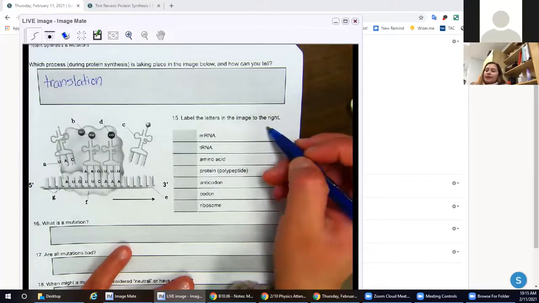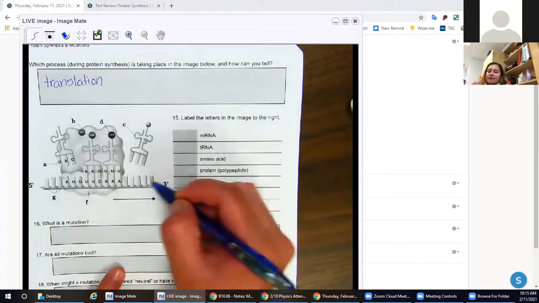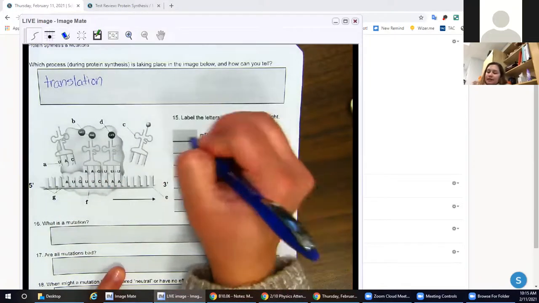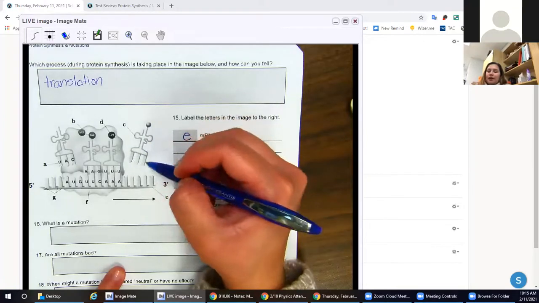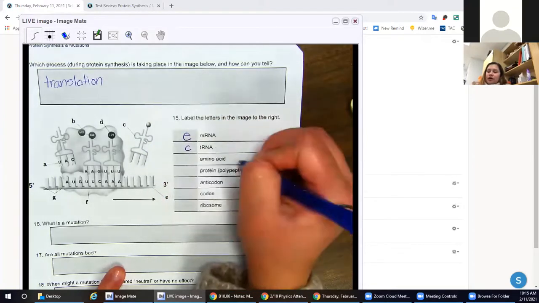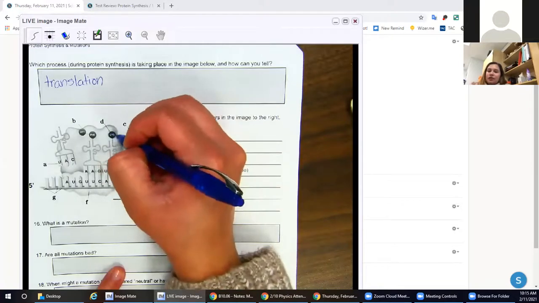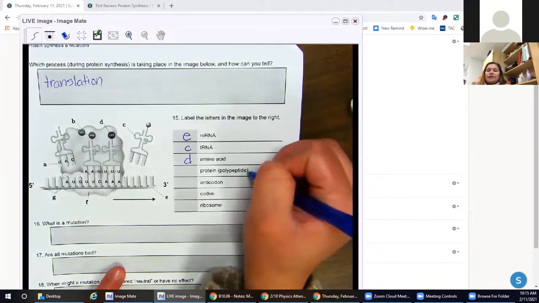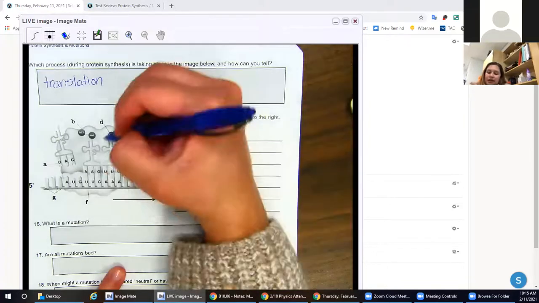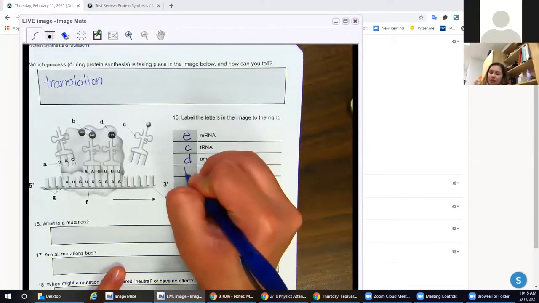Now I'm going to label the letters in the image to the right. My mRNA has to be my single strand, so that's E. tRNA is this funky shape right here. My amino acids are the little circular balls, so that's D. My protein, my polypeptide chain, is my amino acids together, so that's B.